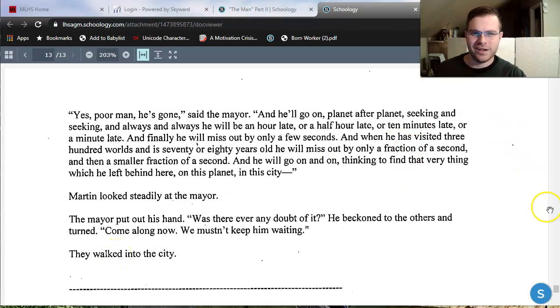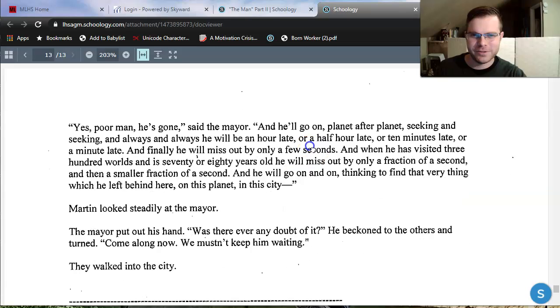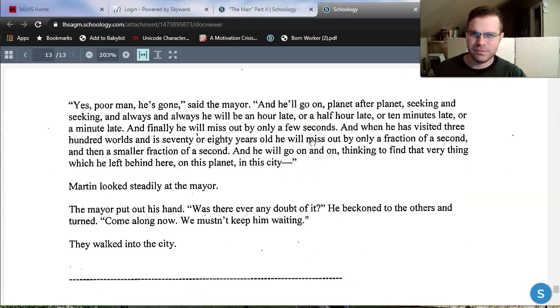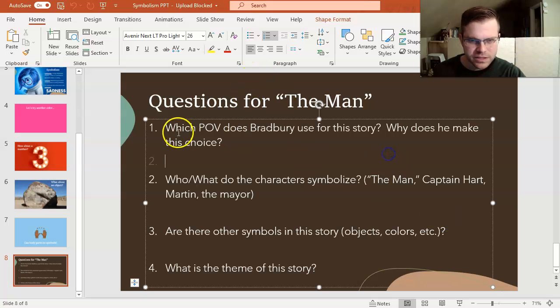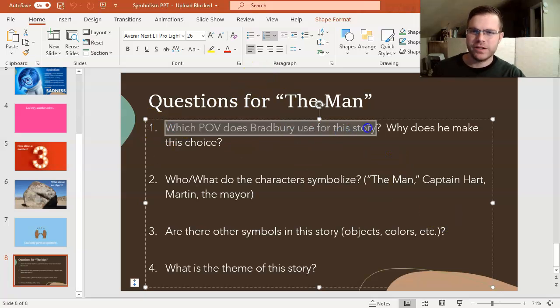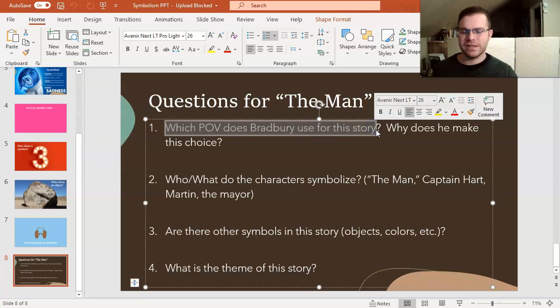So, lengthy story, I know. Maybe a bit of a confusing story, but I hope that by clarifying symbolism, everything makes a lot more sense. Let's go back to our discussion questions here. So first of all, which point of view? We discussed this. It's definitely third person limited.